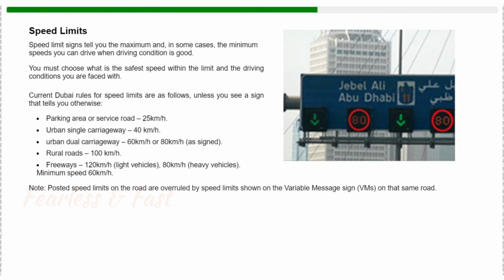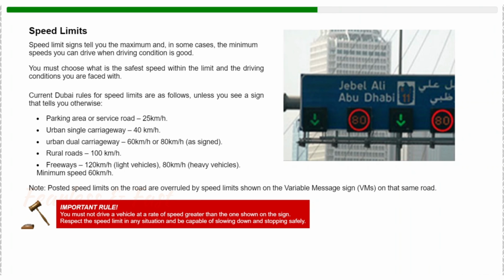Note, posted speed limits on the road are overruled by speed limits shown on the variable message sign, VMS, on that same road. Important rule. You must not drive a vehicle at a speed greater than the one shown on the sign. Respect the speed limit in any situation and be capable of slowing down and stopping safely.